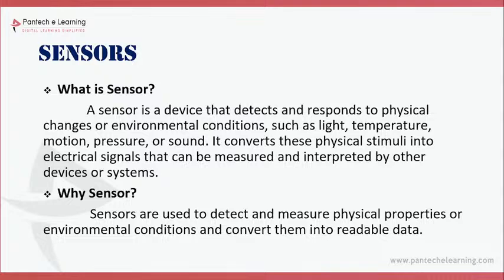A sensor is a device that detects and responds to physical changes or environmental conditions, such as light, temperature, motion, pressure, or sound. As I mentioned before, it converts physical stimulation into an electrical signal. For example, if you need to detect rainfall, you will use the rain sensor and detect the rain. There are many types of sensors.